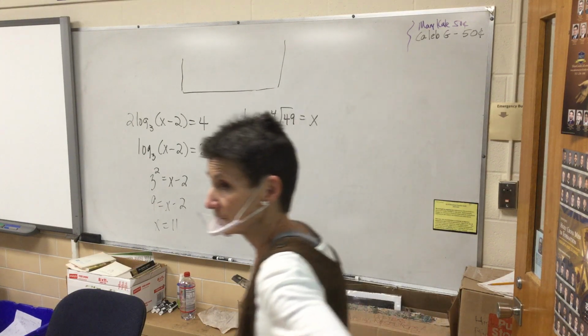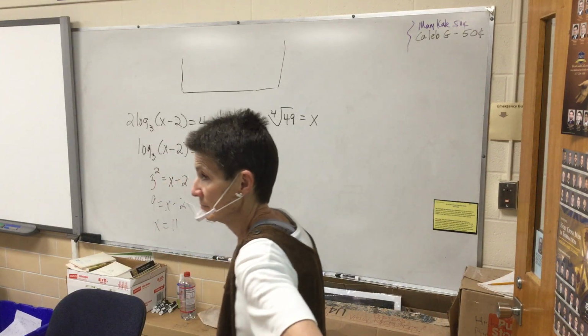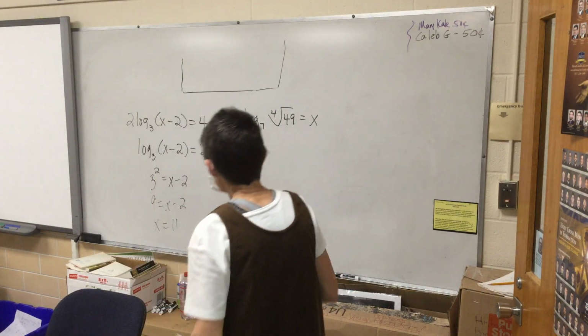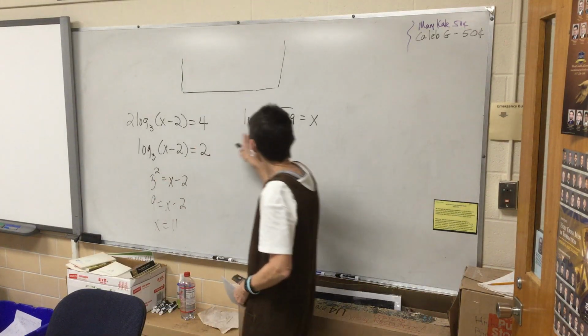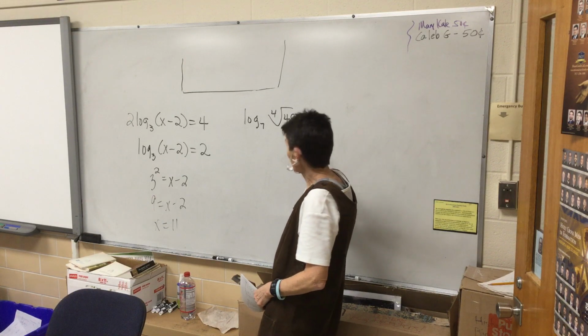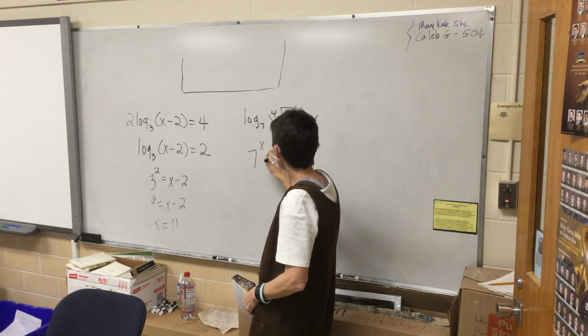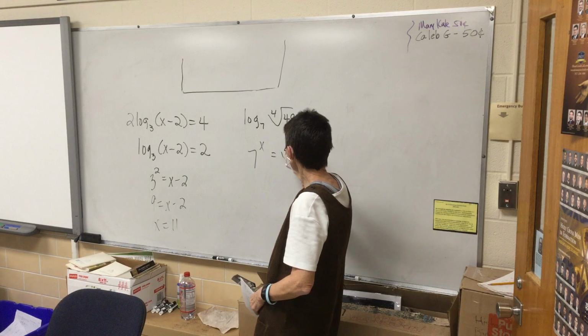Step 1. We're going to do exactly what you did here. It's exactly the same format. So we're going to loop-de-loo it. 7 to the x equals the 4th root of 49.